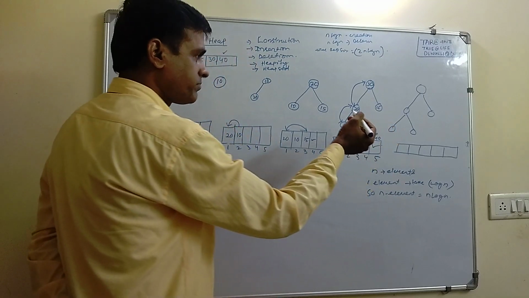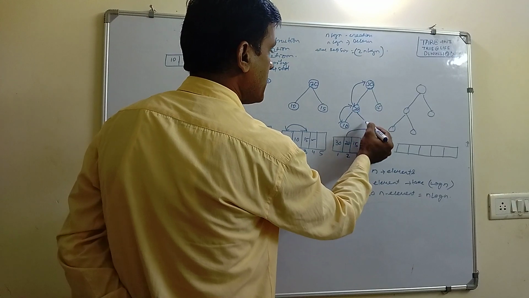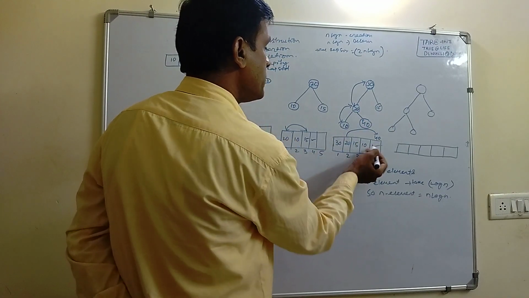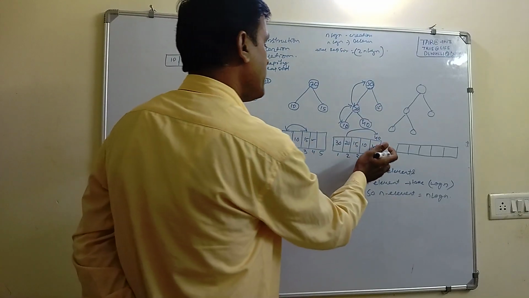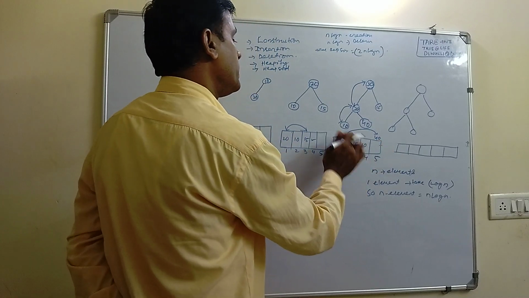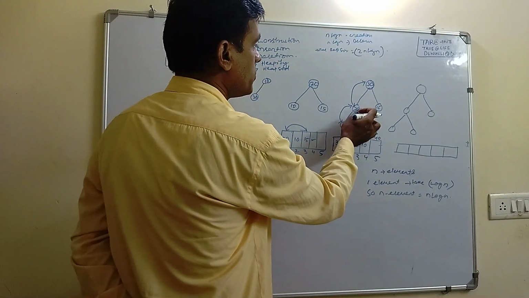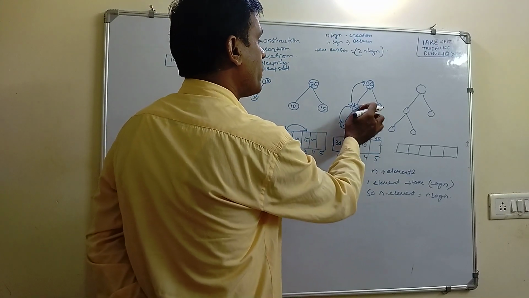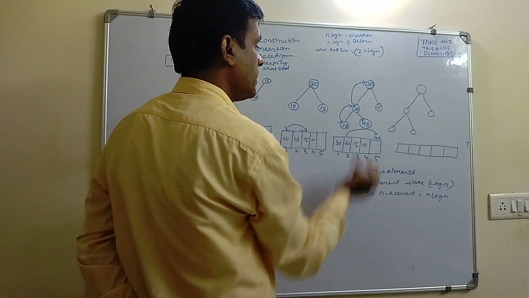So if you place 40 here, then it will be compared with 20. Once it is compared with 20, 40 will be replaced here and 20 will come to this place. After that, 40 will be compared with its parent, and 40 will go here and 30 will come here.